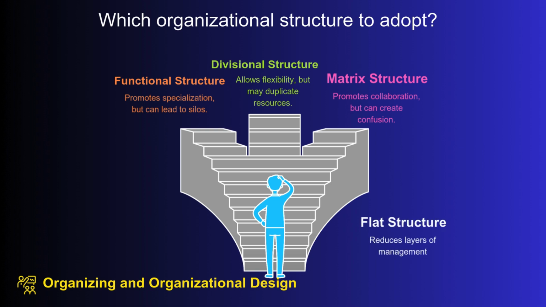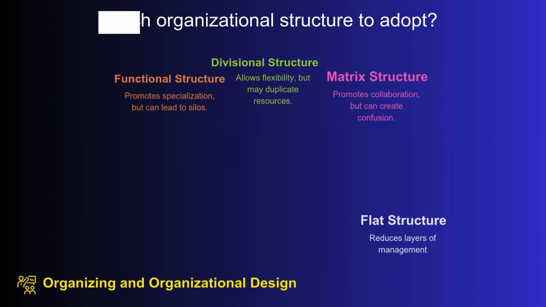Flat structure reduces layers of management, encouraging employee autonomy and faster decision-making. However, it may overwhelm managers with too many direct reports. Each structure has its own strengths and weaknesses, influencing communication patterns, decision-making processes, and overall organizational culture.